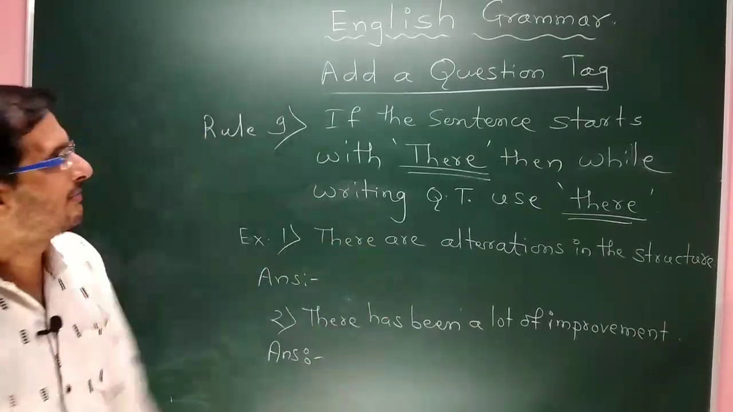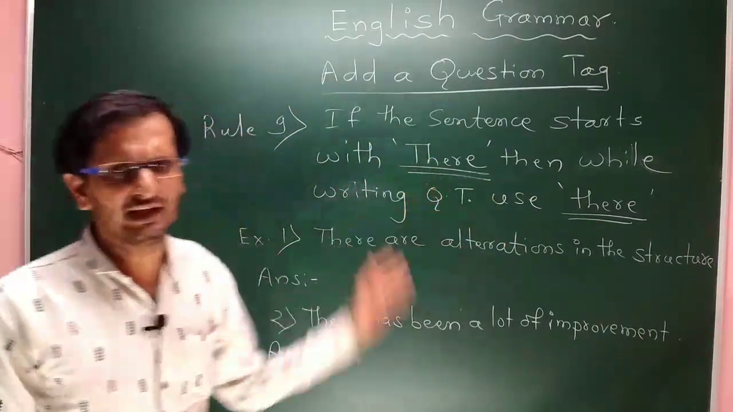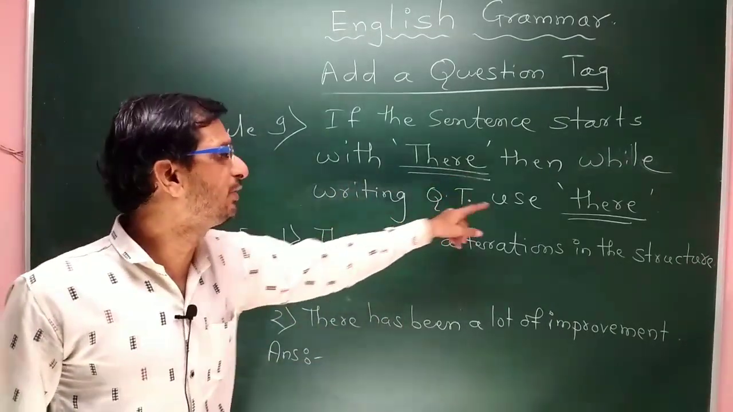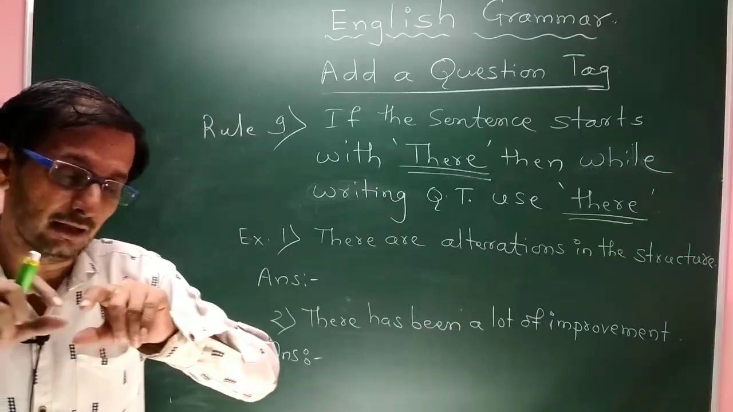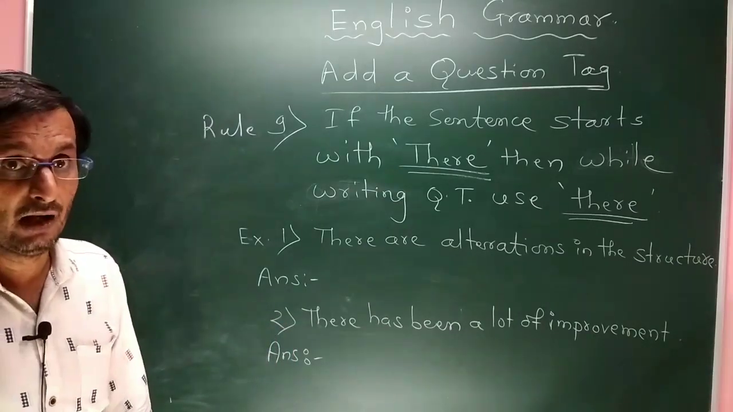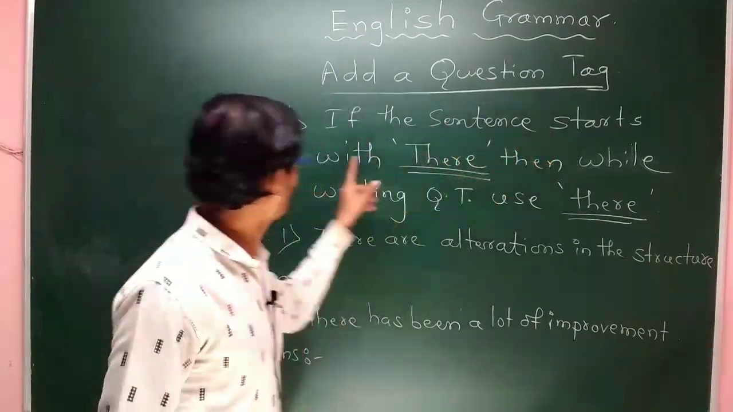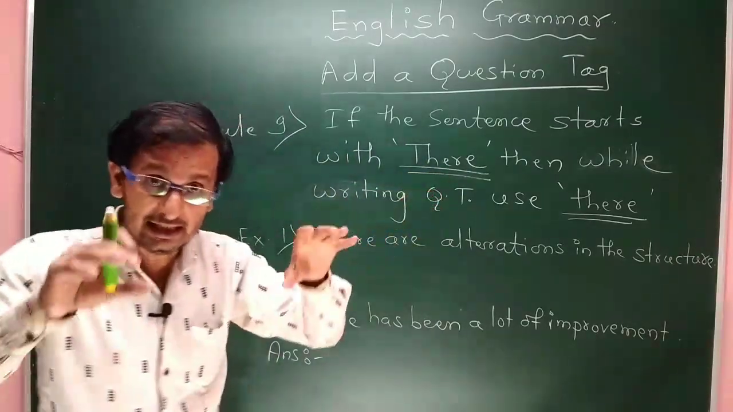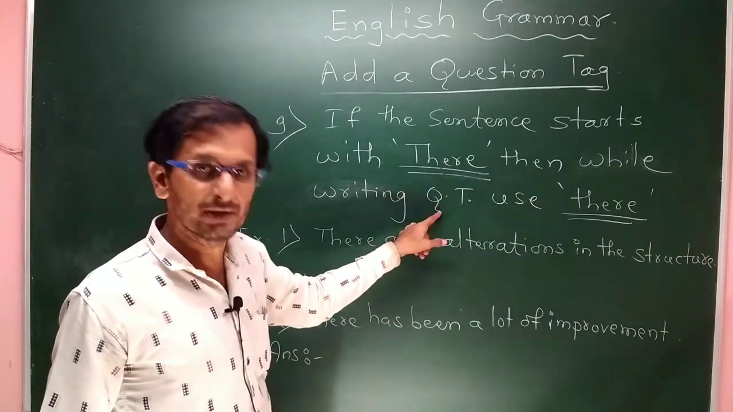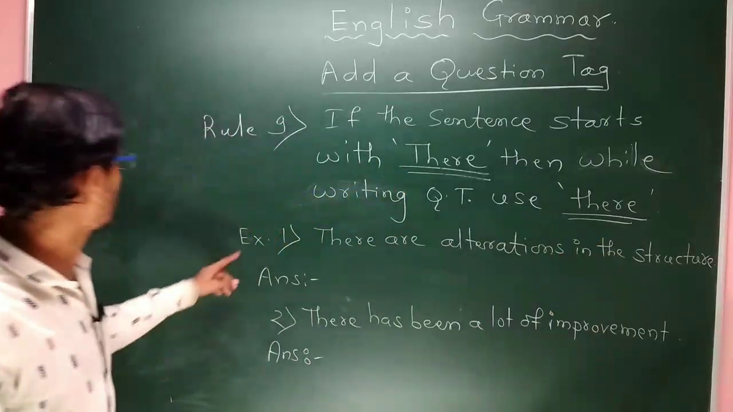Rule number 9 of add a question tag. If any sentence starts with "there", then while writing the question tag, use "there". Use "there" means you cannot write "there" alone, there must be some helping verb or main verb. Okay, now we will look. If the sentence starts with "there", then while writing the answer to the question tag, use "there". Now we'll go to example number 1.